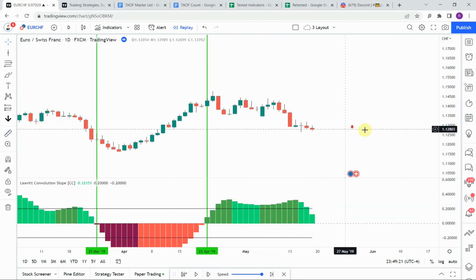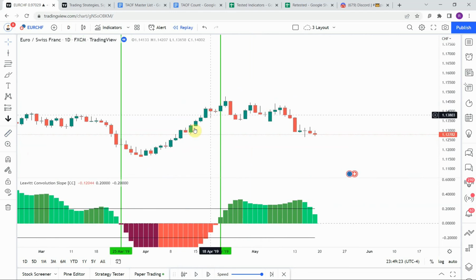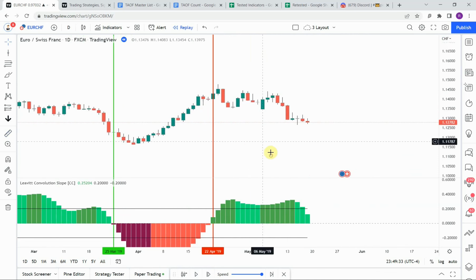All right, we then pick up a long signal right here on this one. We get a push to the upside. It gets really close to our take profit, but isn't quite able to hit it. And so unfortunately, that one does get us stopped out.